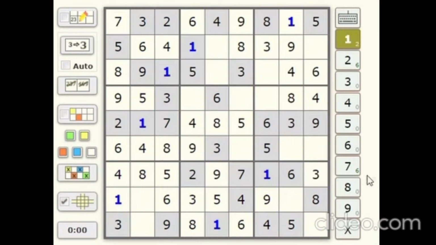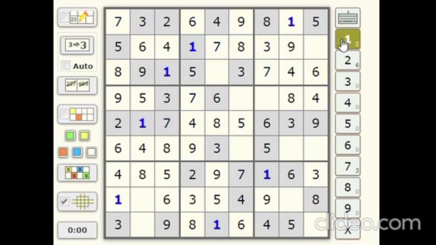Due to column 4 not having a 7, we can put the number 7 in this cell. We can also put 7 in this cell because number 7 cannot be located in row 4. From there, we can put 7 in this cell because in this square, 7 cannot be inserted in row 3.